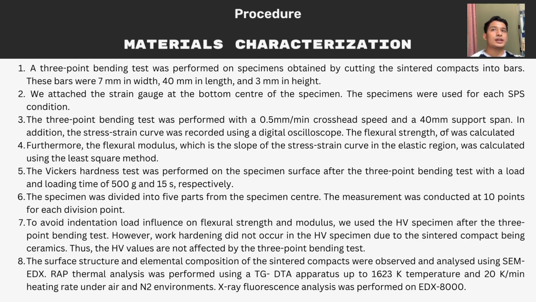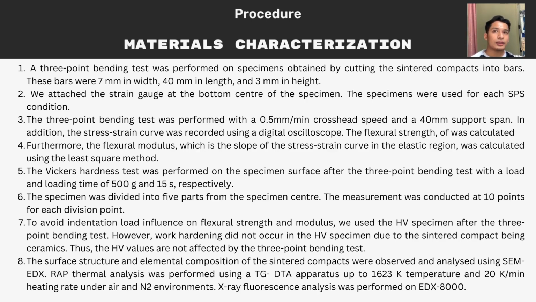Next, the Vickers hardness test was performed on the specimen surface after the 3-point bending test with a load and a loading time of 500 gram and 50 seconds respectively. The specimen was divided into 5 parts from the specimen center. The measurement was conducted at time point for each division point.